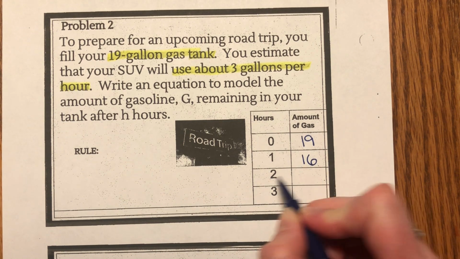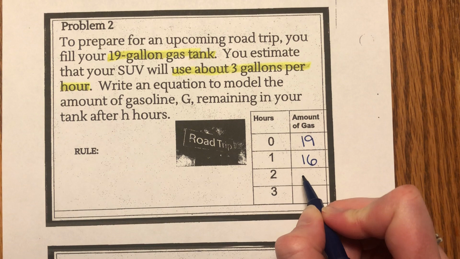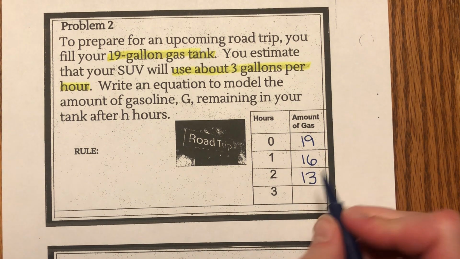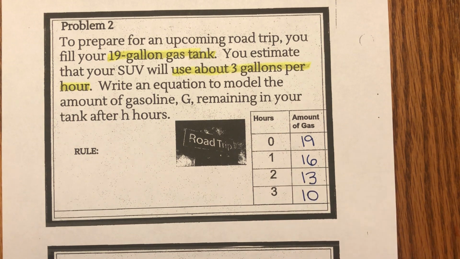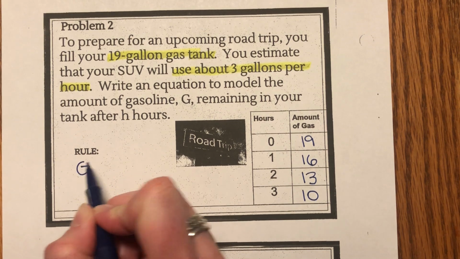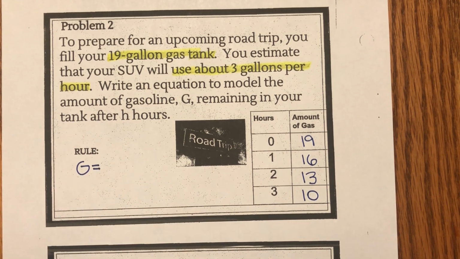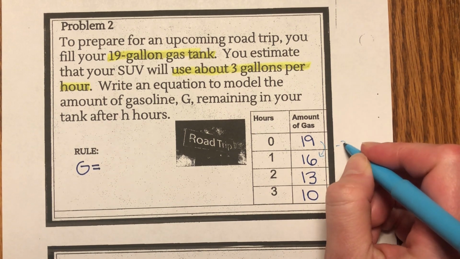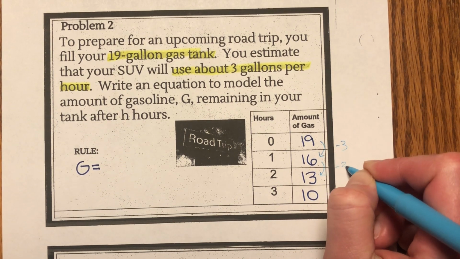So I've used 3 gallons, and that would give me 16 in my tank. I go another hour for a total of 2 hours. Now I've used 3 more gallons, and then I use 3 more gallons, and that pattern will continue on and on. To write the rule, we want to model the amount of gasoline G remaining in the tank. So G equals, and then finding the pattern here, you're noticing that we were subtracting 3 every time.